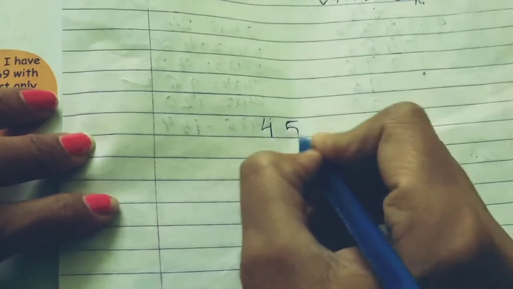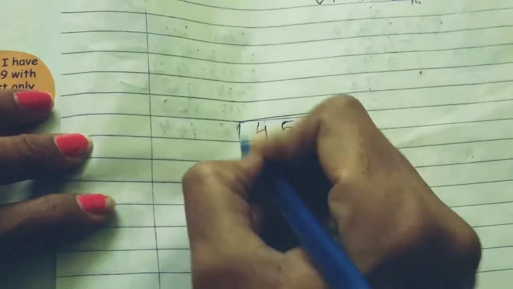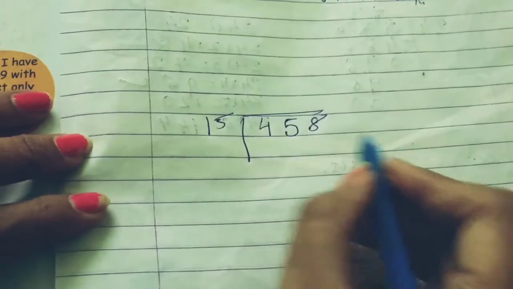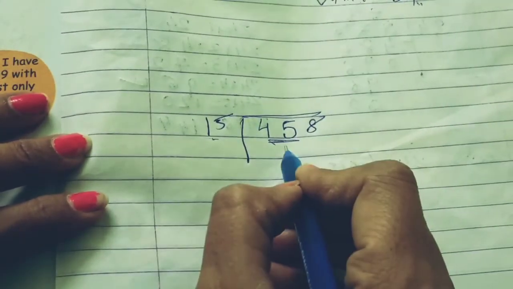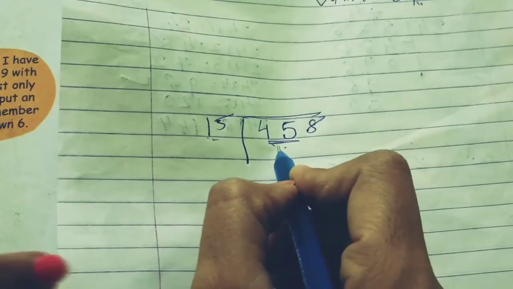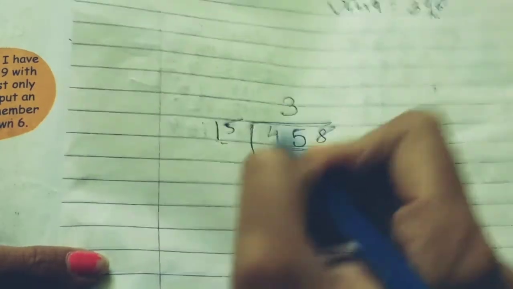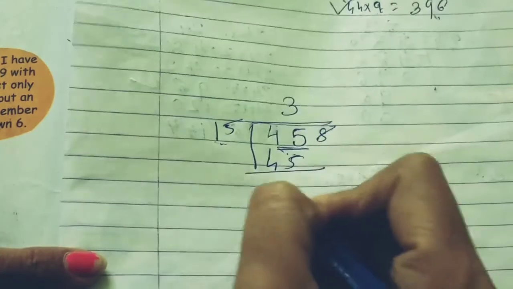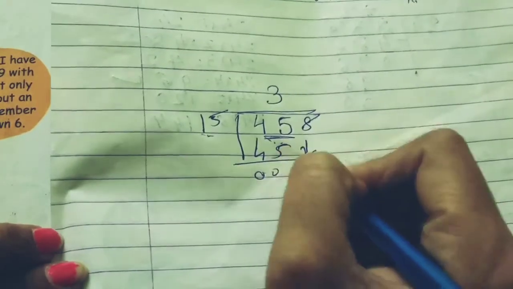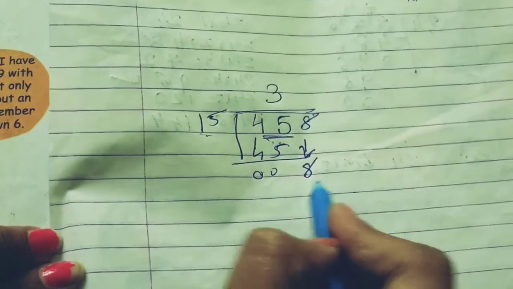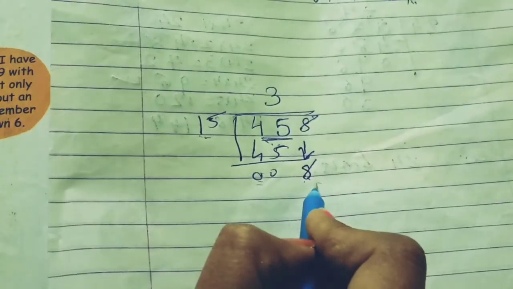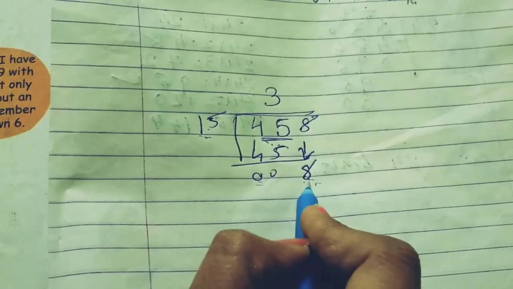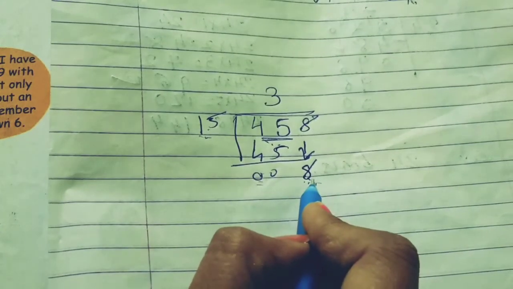So let's write here. 458 by 15. 2 digit because it is 2 digit divisor. 45 15 के टेबल में आता है. Yes, 15 3s are 45. Subtract. Then we'll bring down 8. ऊपर से 8 नीचे लाए हैं. Now we have the digit 8. 8 is smaller than 15. Division is not possible.